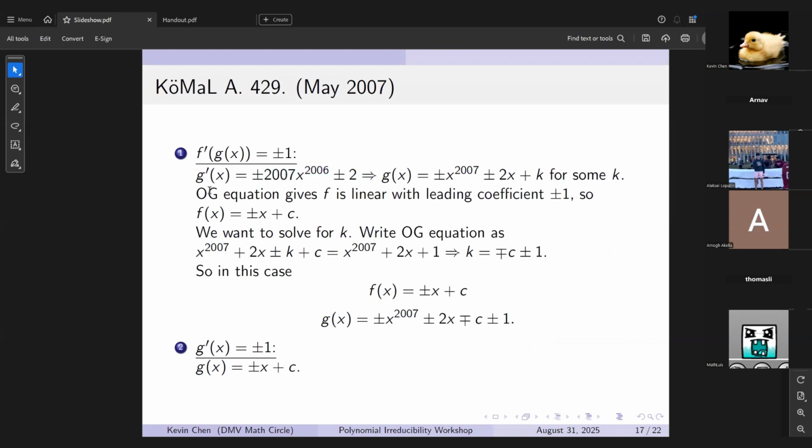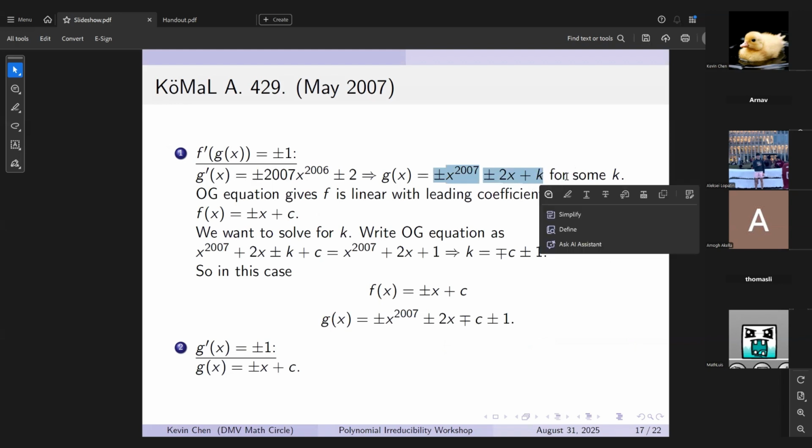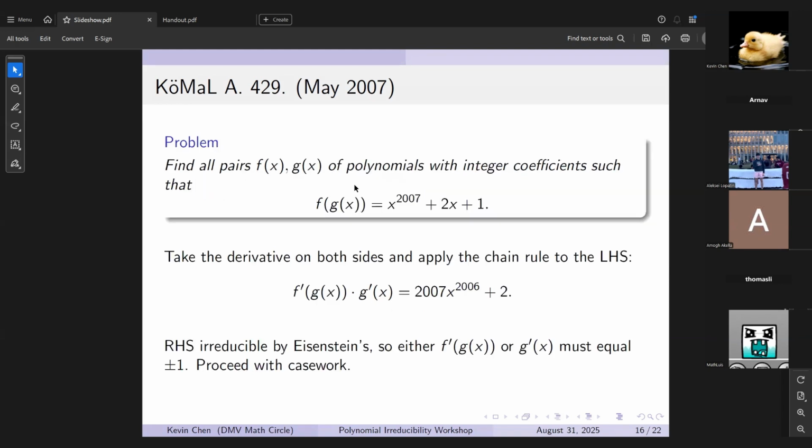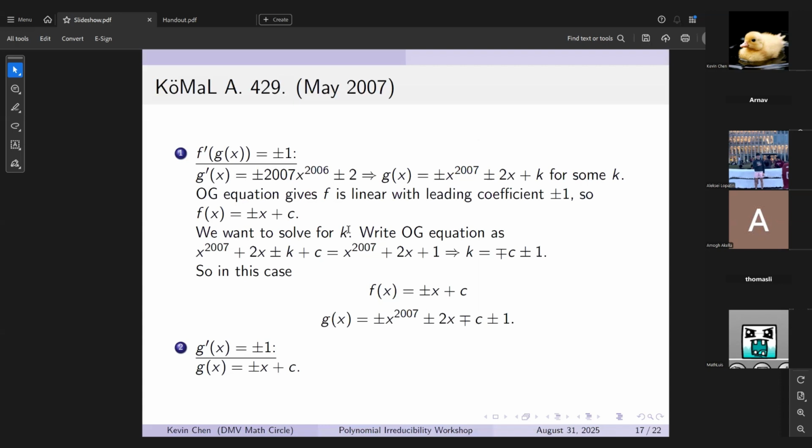And so if we integrate both sides, we get g of x is equal to this value plus k for some constant k. Then if we plug this value for g of x back into the original equation, since f is a polynomial, clearly f is linear and the leading coefficient is plus or minus 1. So f of x can be written as plus or minus x plus c for some constant c. And we want to solve for k, so we can write all of it in terms of c.